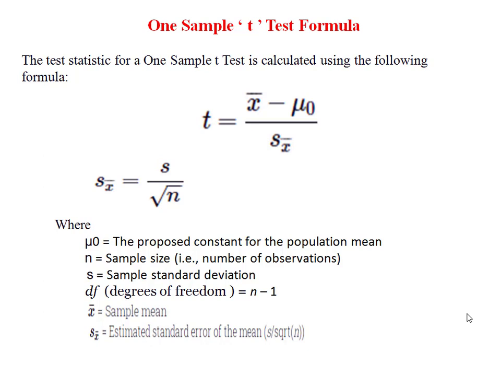df is degrees of freedom, that is n minus 1. That means number of observations minus 1. x bar is equal to sample mean, and s x bar is the estimated standard error of the mean, that is s divided by square root of n.